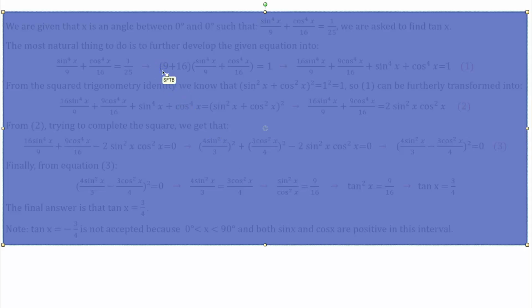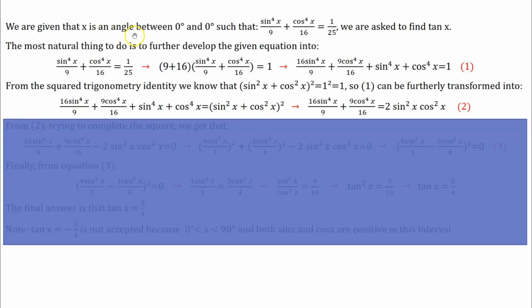We have covered the solution in order to go through it step by step together. As always, we rewrite the condition of the problem: x is an angle between 0 and 90 degrees, such that it fulfills this condition, and we are asked to find the tangent of x. Now, of course, the first thing that we might do in the given equation is to further develop it and see what we could get out of it.